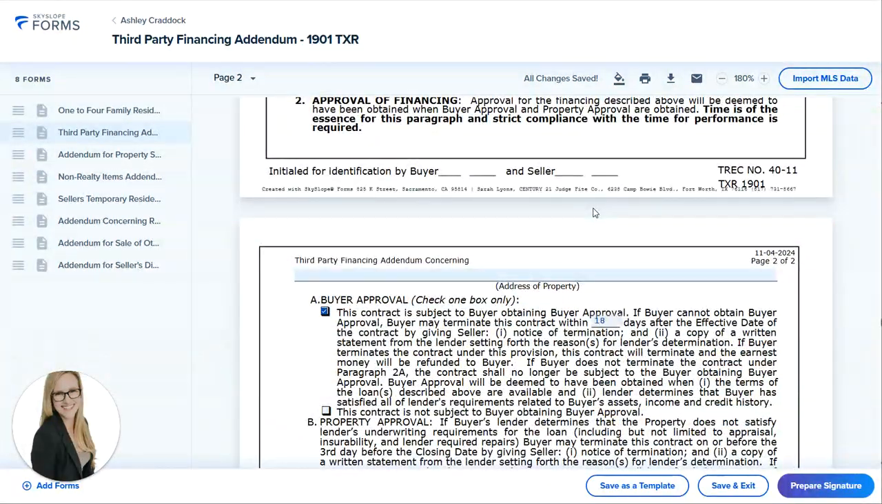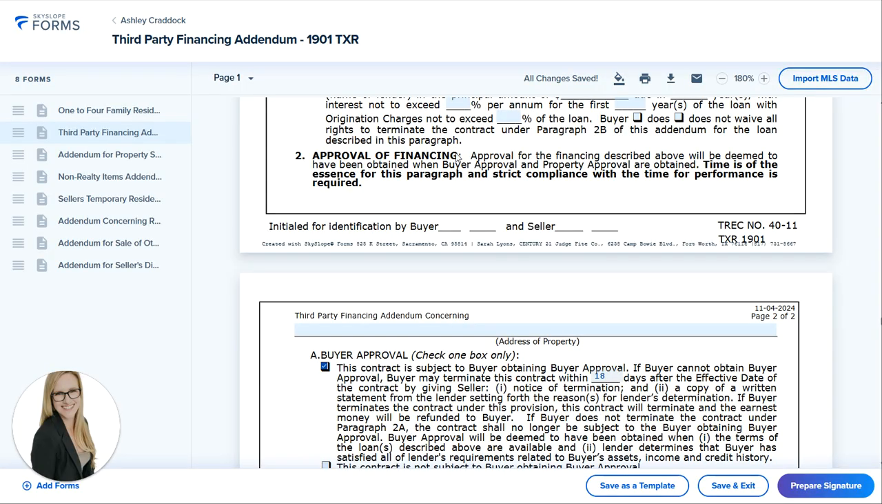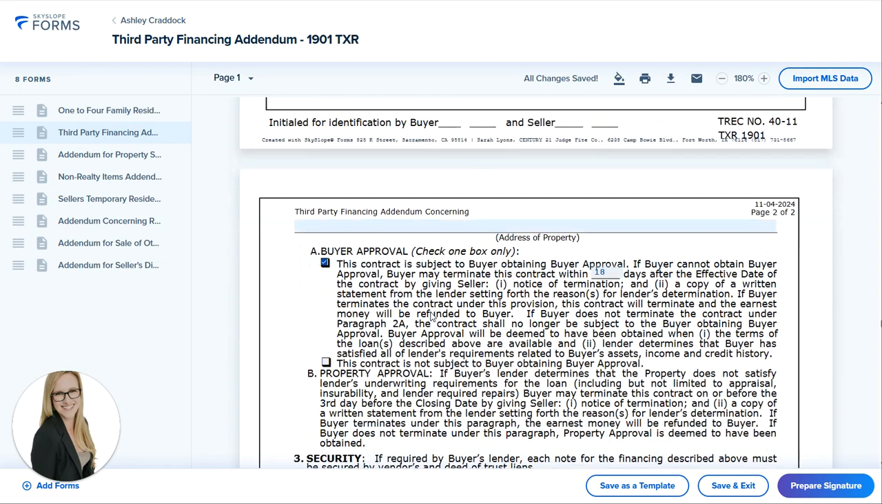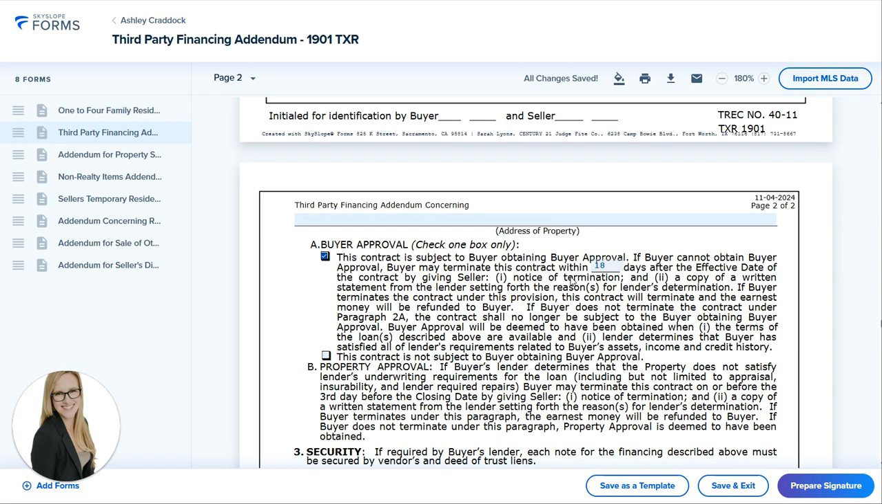And then page 2 talks about the approval of financing. So this is basically putting you on the clock as far as getting approval. And it basically gives the buyer the right to terminate and get their earnest money back if they get denied for the loan. So normally we'll put 18 days or 21 days, something like that. It says if buyer cannot obtain buyer approval, buyer may terminate the contract within X number of days after the effective date of the contract by giving notice and providing a copy of a statement from the lender setting forth basically saying that they're denied.